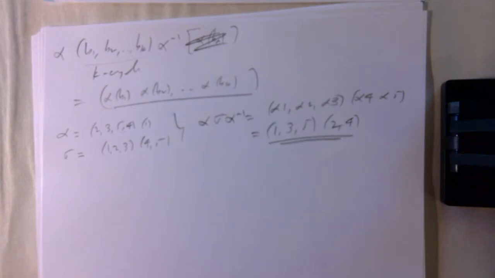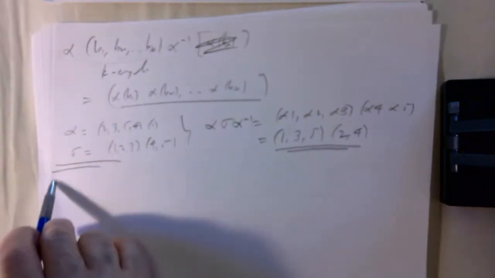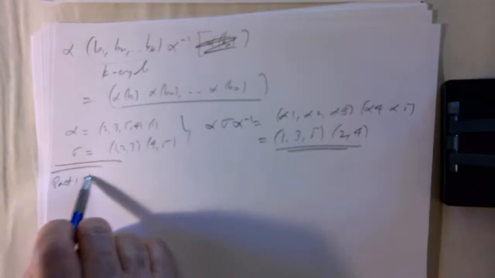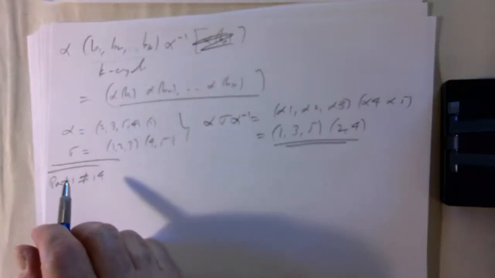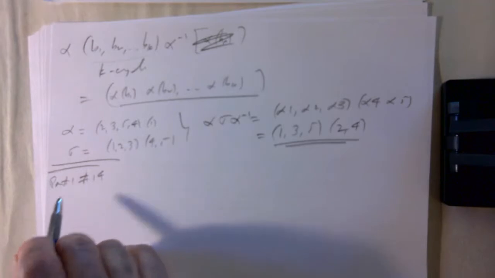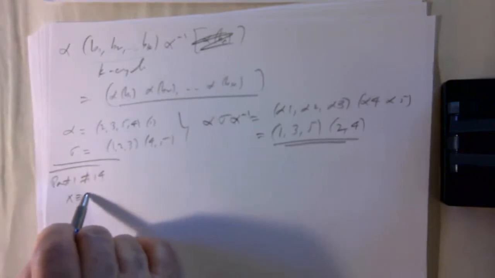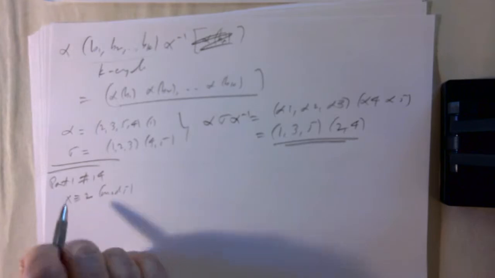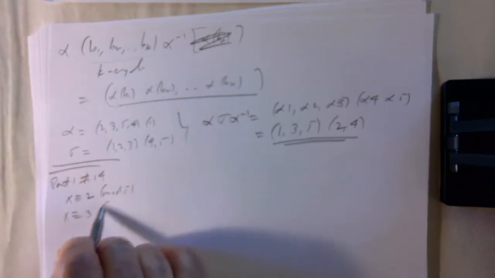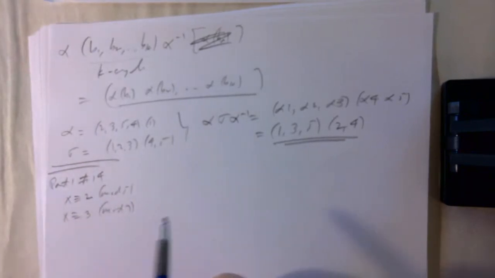Can you go over question 14 in part 1? So part 1, number 14, we want to use the Chinese remainder theorem. First of all, the first is x congruent to 2 mod 5 and x congruent to 3 mod 7.